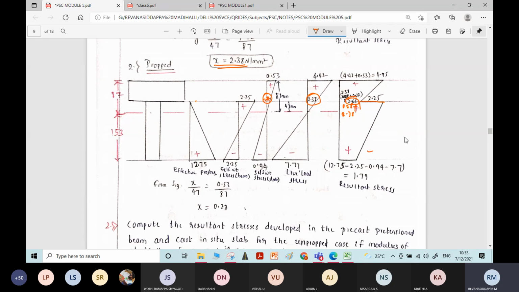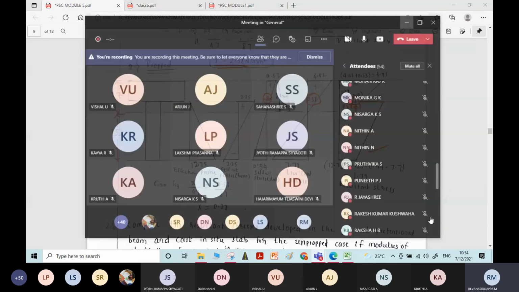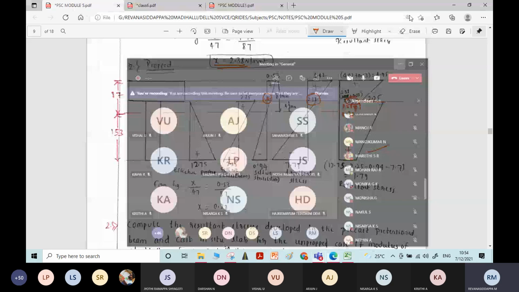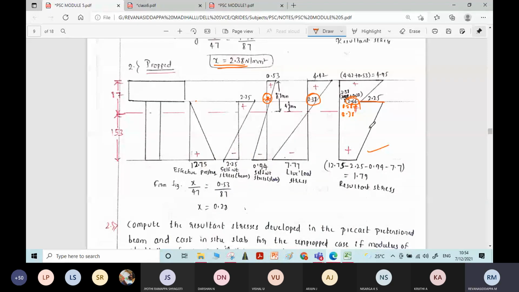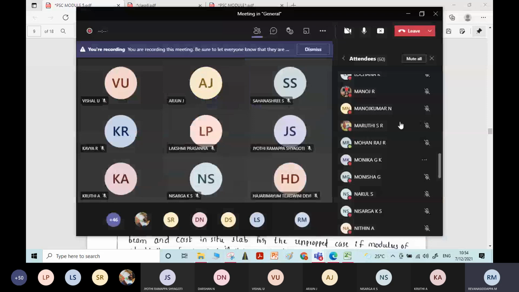Have you understood, students, how to draw the stress distribution diagram? Any doubts? Please ask. Any doubts here? Students? No, sir. Okay. With this, I'll stop the class.